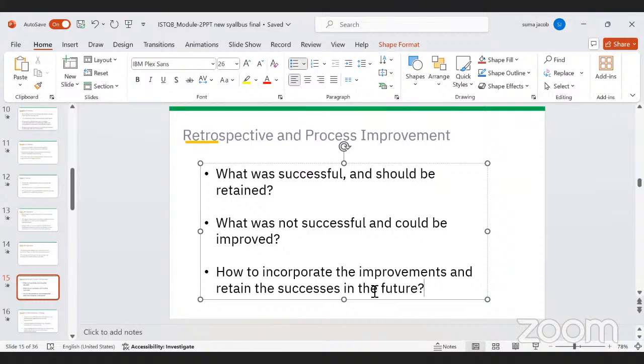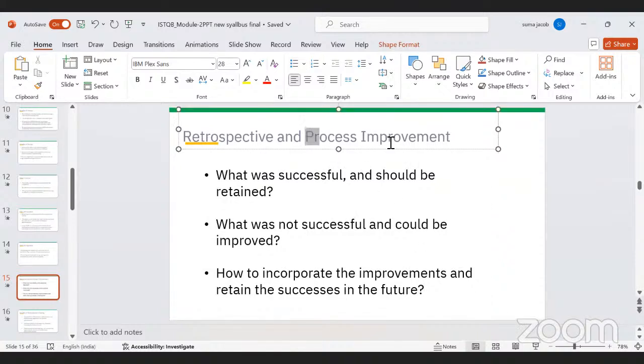So in short, we can say we are trying to improve the whole process, whatever has happened. So in the last iteration, whatever process has happened, we are trying to go a step ahead from the last sprint. So we are trying to improve the process from the last sprint.